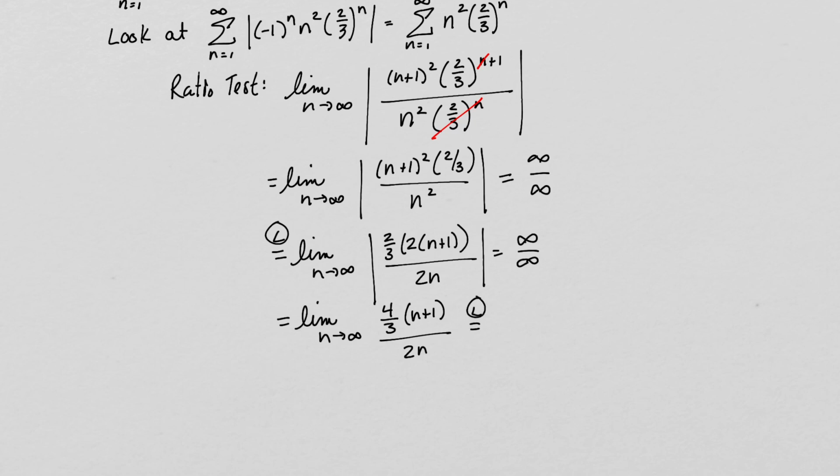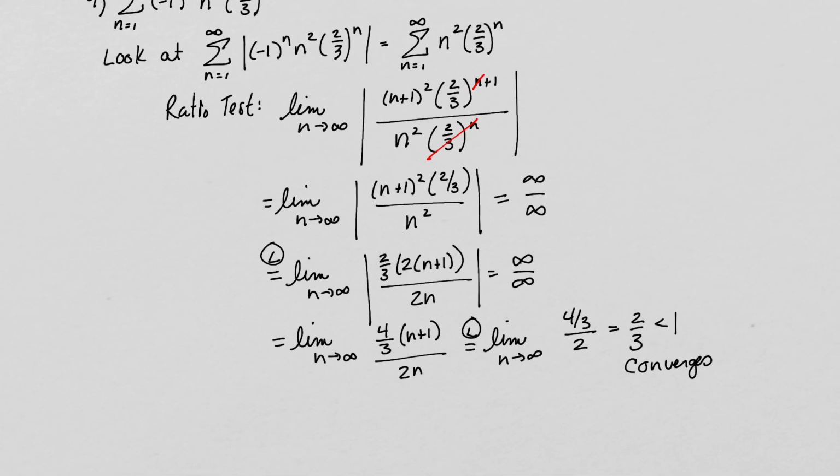So if I do L'Hopital's rule again, we have the limit as n approaches infinity. The derivative of the top is going to be 4/3. The derivative of the bottom is 2. 4/3 divided by 2 is 2/3. 2/3 is less than 1. So this converges. Okay, so remember, we started by looking at the absolute value series, and I found that the absolute value series converges. So since the absolute value series converges, that means, therefore, we converge absolutely.